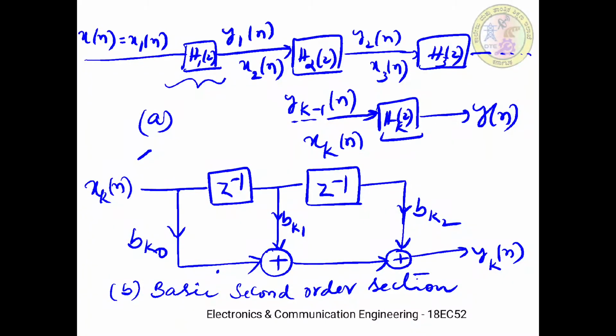So this actually represents what? It is a structure for an individual transfer function. The same sections are finally cascaded to obtain the overall realization for the given system.